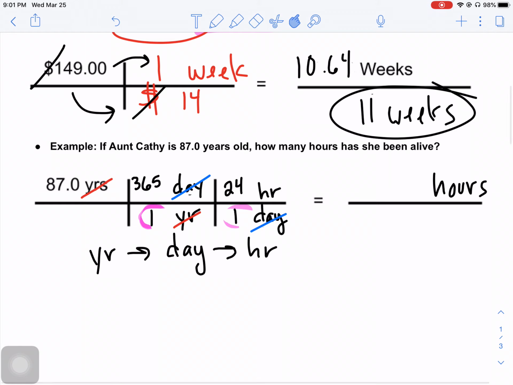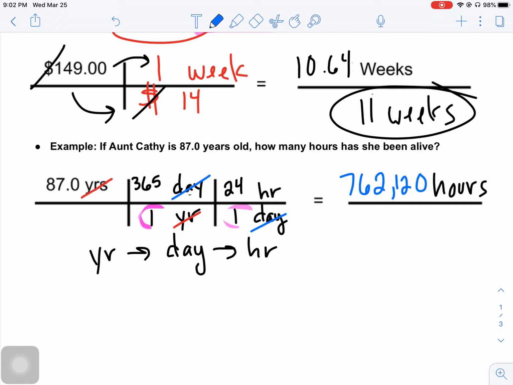All right, so 87 times 365. I'm going to hit the equal button, and right now my calculator says 31,755. And I could divide by 1, but it doesn't make a difference. So now I'm going to multiply by the other one, which is 24, and I get 762,120. I'm going to divide by 1, but I don't have to because it's going to stay the same. So my final answer is 762,120 hours. I could round that to fewer digits if I wanted to.